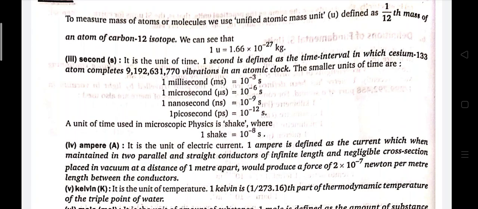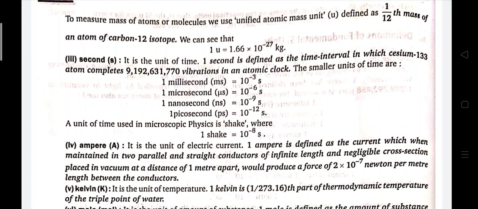1 ampere is defined as the current which, when maintained in two parallel and straight conductors of infinite length and negligible cross sections placed in vacuum at a distance of 1 meter apart, would produce a force of 2 into 10 raised to power minus 7 Newton per meter length between the conductors. In simple words, if two wires of infinite length placed 1 meter apart experience a force of 2 into 10 raised to power minus 7 Newton per meter, then the current flowing in the wire is equal to 1 ampere.